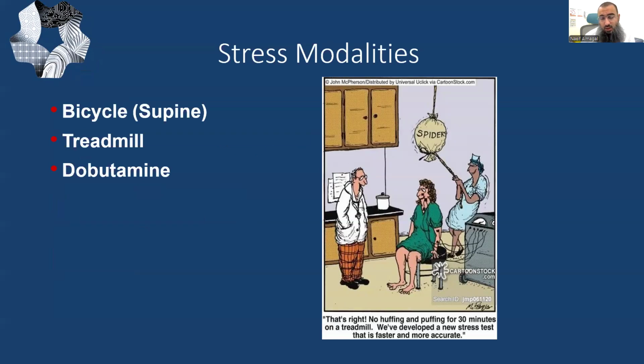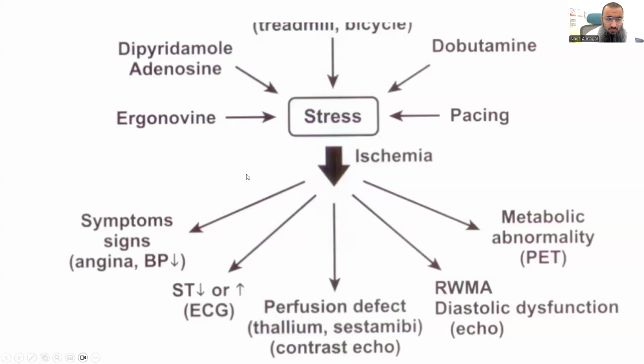What's the stress modality? We need a modality that assesses the demand-supply mismatch, using stress to estimate the response of the myocardium. We have many modalities. It could be a pharmacological stress test, or exercise using the treadmill or bicycle, the supine one, or sometimes pacing can be used to induce the stress. And this stress can be manifested either by metabolic abnormalities like what we see in the PET scan, regional wall abnormality as in the echo, change in the ECG like in the exercise stress test, or symptoms, which is a very important determinant of the response to the stress.